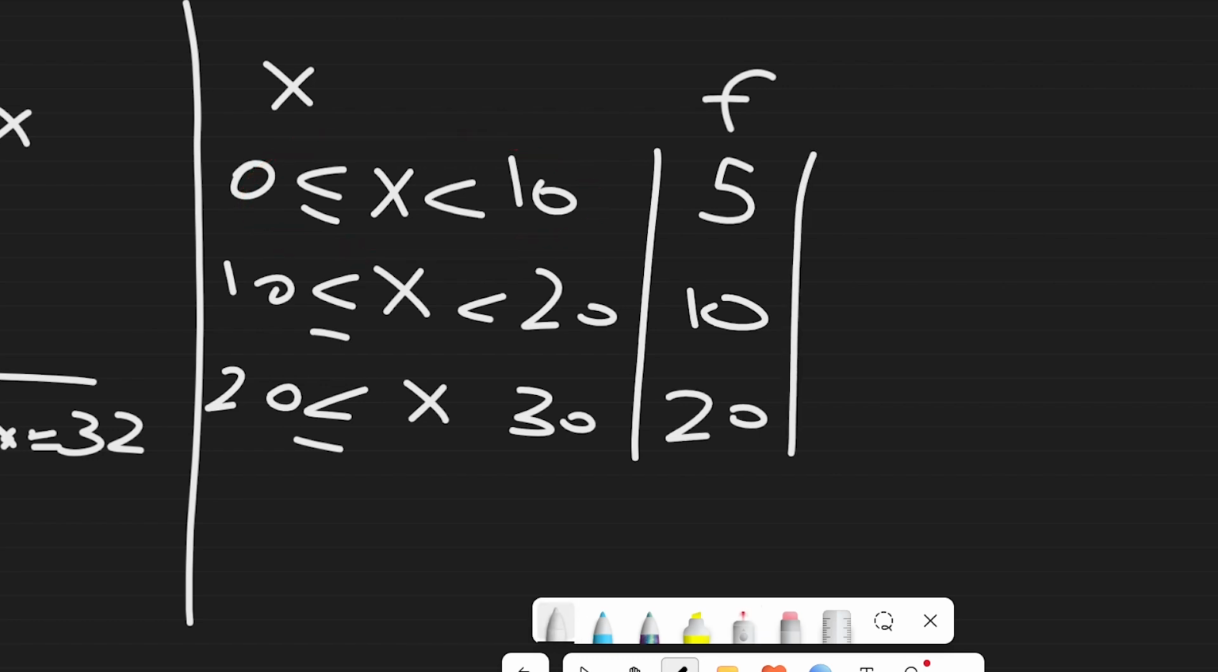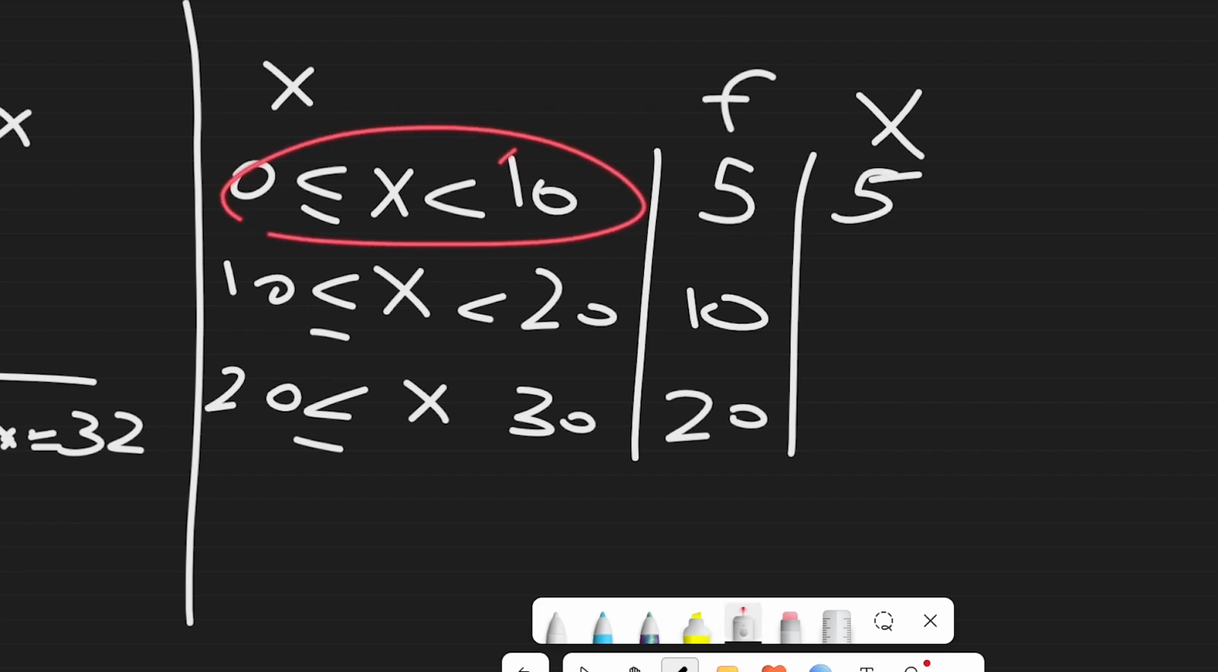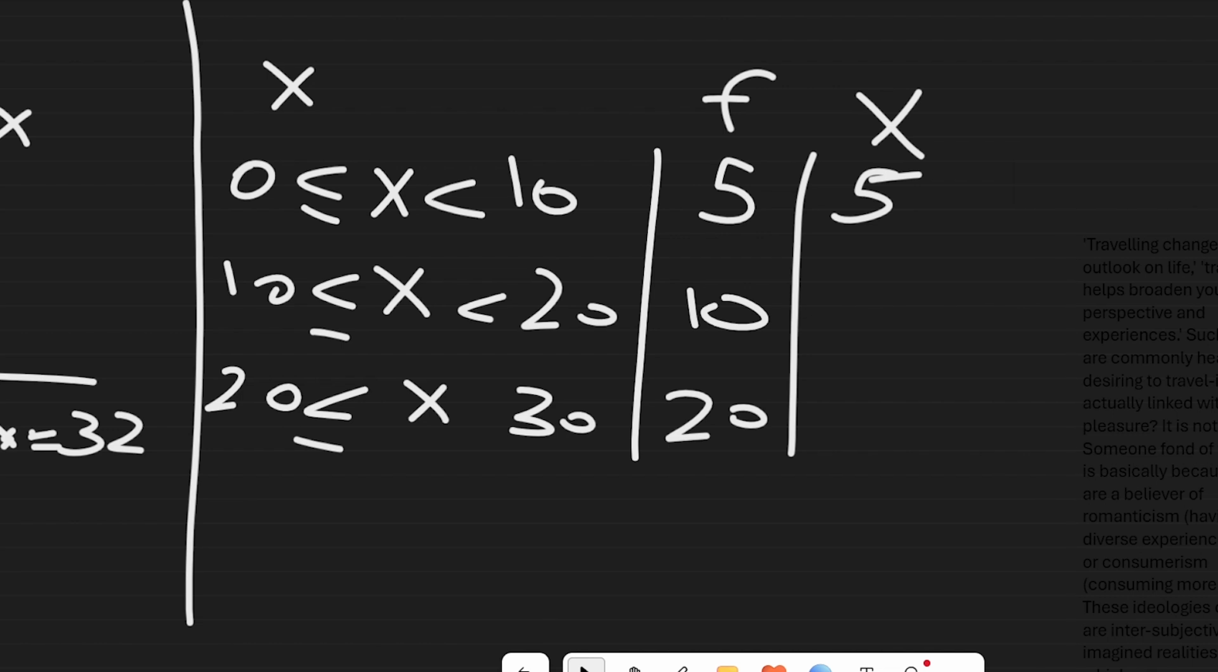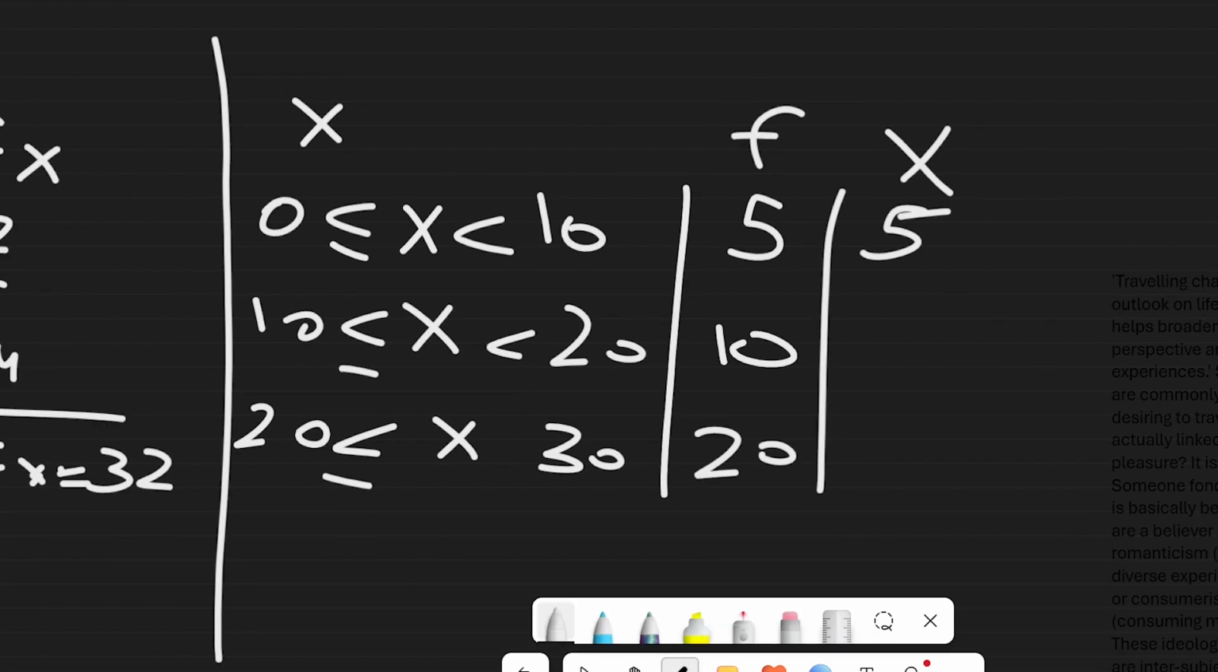So first of all, we will calculate the average x. 0 plus 10 is 10, divided by 2, which is 5. I have just calculated the average over here: the maximum plus the minimum, divided by 2. I could write it as 10 plus 0 over 2, and that would be 5, which is the average.